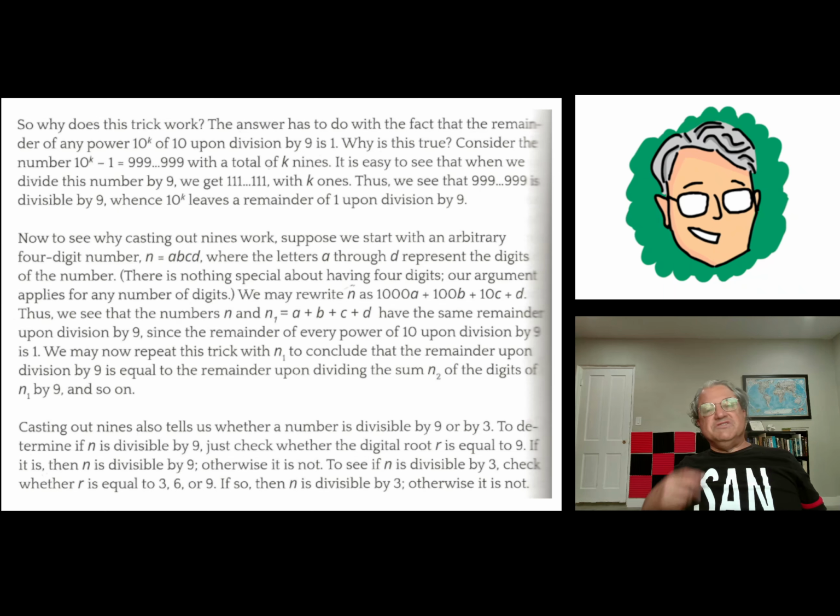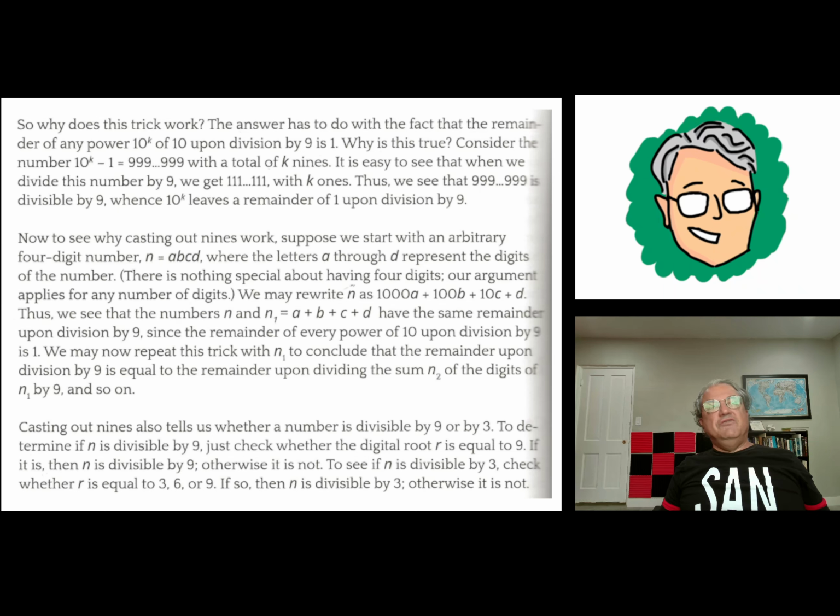For instance, if we were using base 12, which is a pretty popular proposed alternative to base 10, then this trick would work for casting out 11, or casting out A, because A is the symbol we use for 11, or actually it's B. It would be casting out B. But anyway, the idea is, let's just give you an example. I'm going to try to convince you why this trick works.